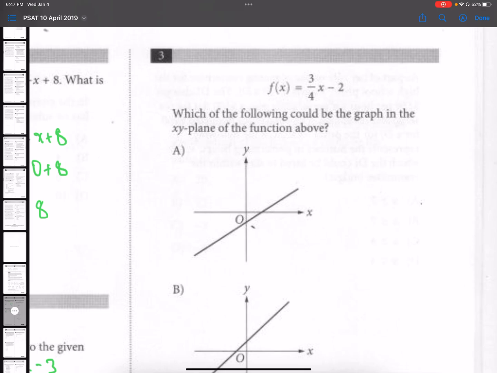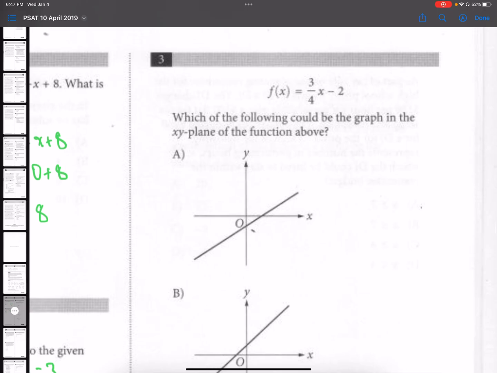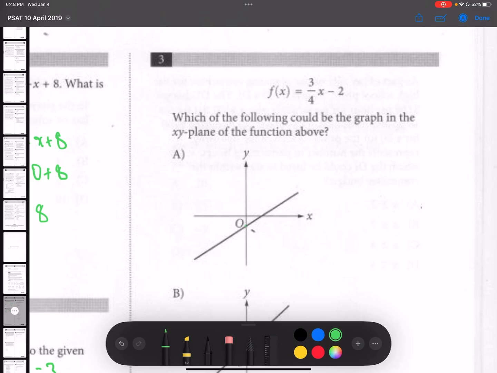Number 3, which of the following could be the graph in the xy plane of the function above? Okay, so we have a negative y-intercept. So if I'm looking at the first one, it does have a negative y-intercept here. And then it's also a positive slope, which is going up and right. So I'm going to keep A in mind here.